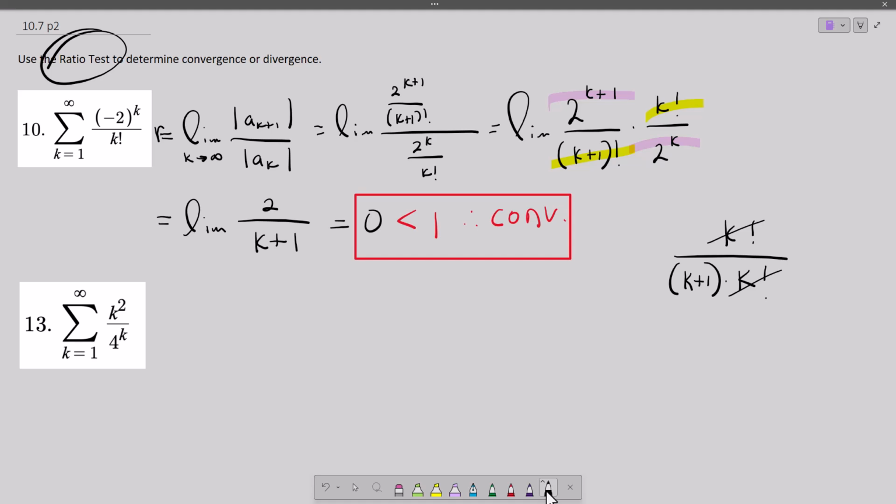Because the P series is focusing on the denominator. So 1 over k to the P, in the denominator, P bigger than 1, you have convergence. But with the geometric series, you're focusing on this exponent, which is in the numerator. Here, this R has to be less than 1 for convergence. So you've got to be a little careful there, right?